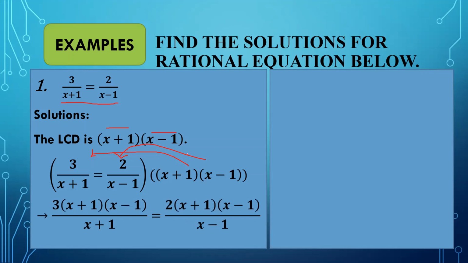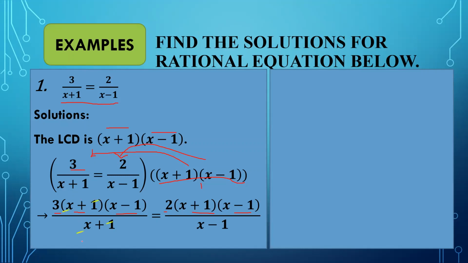So next, we have this one. We will distribute already. So 3 times (x plus 1) times (x minus 1). Then we have 2 times (x plus 1), then (x minus 1). Then we will copy the denominator, since the denominator of the LCD here is 1. So 1 times (x plus 1) is just x plus 1, and 1 times (x minus 1) is just x minus 1.